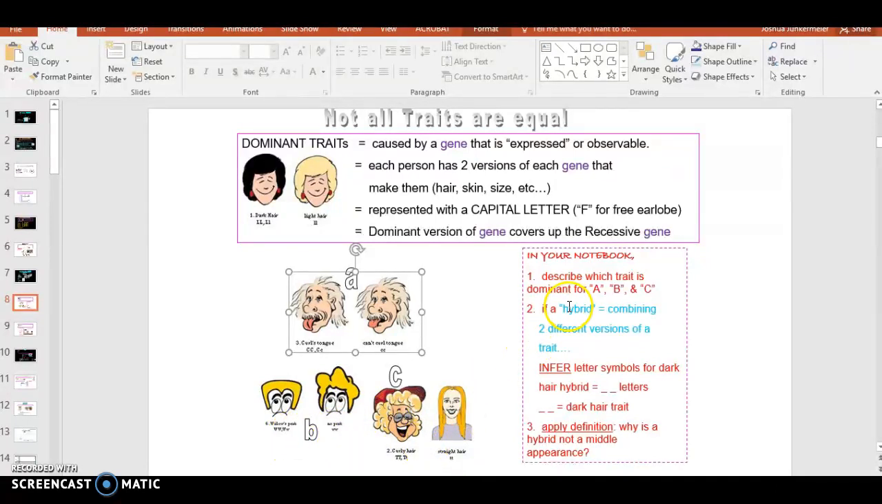Number 2 says if a hybrid, which is you have 2 versions of a trait, which is you have one dominant, one recessive, if that were to happen, infer letter symbols for dark hair. So look at dark hair here. Which one of these is showing that a person inherited the dominant and the recessive? Is that big L or big L little l? Well, if they're a hybrid, they have the 2 different versions. So for this answer, for number 2, we would write big L, little l, or capital L, lowercase l, right here in this blank.